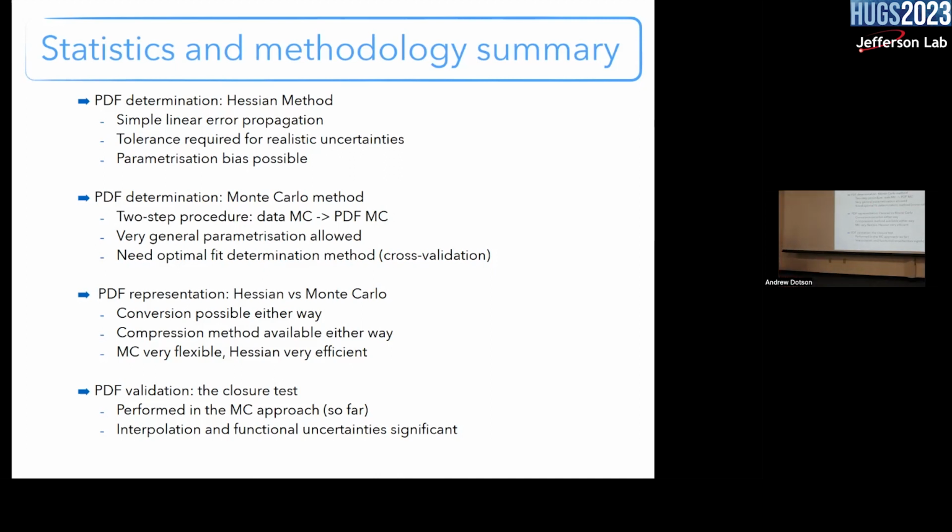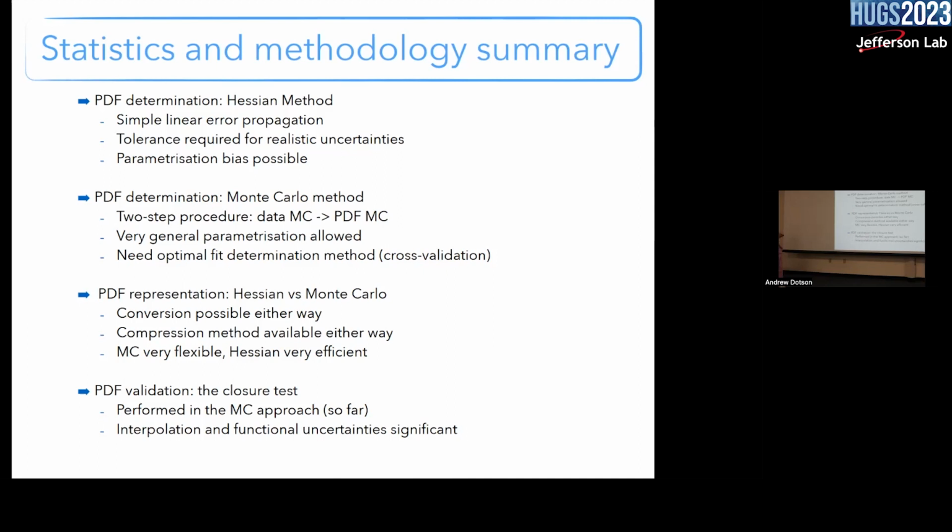And then the PDF representation is what I just told you. You can have a conversion between Hessian and Monte Carlo either way. And you can also compress the number of replicas. So if there are too many for your application, there are algorithms that allow you to compress the number of replicas to the optimal ones that you need for your problem at hand. And again, you can use either one or the other because the Monte Carlo is flexible, the Hessian is very efficient, so it depends on what you need.